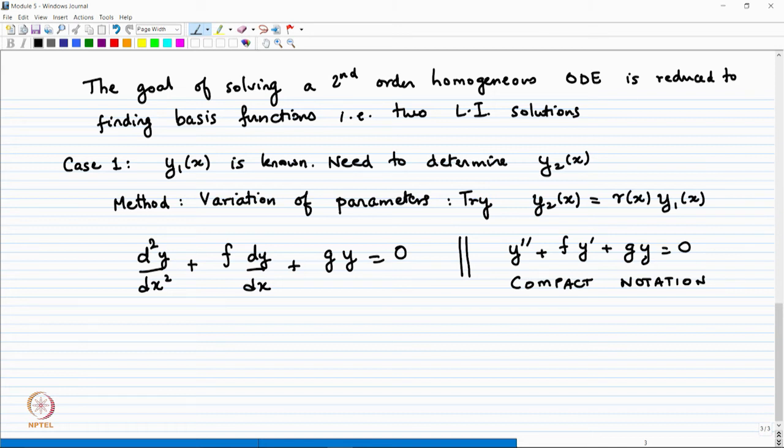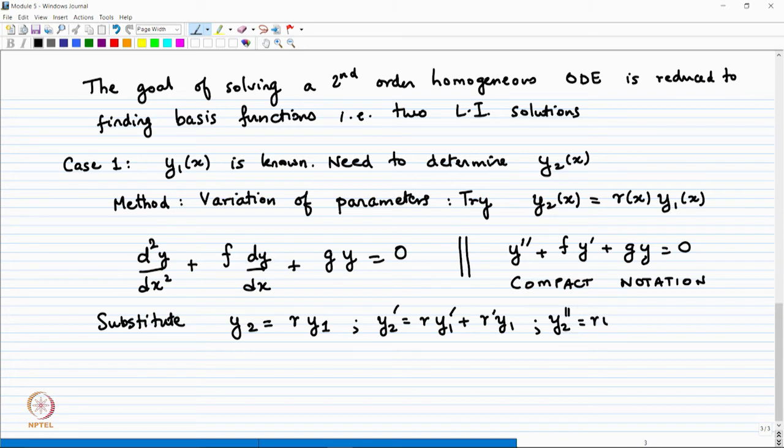Now let us substitute y2 equal to r y1. Then what you get is y2 prime equal to r y1 prime plus r prime y1, and y2 double prime equal to r y1 double prime plus r double prime y1 plus 2 r prime y1 prime. You can easily work out these things.